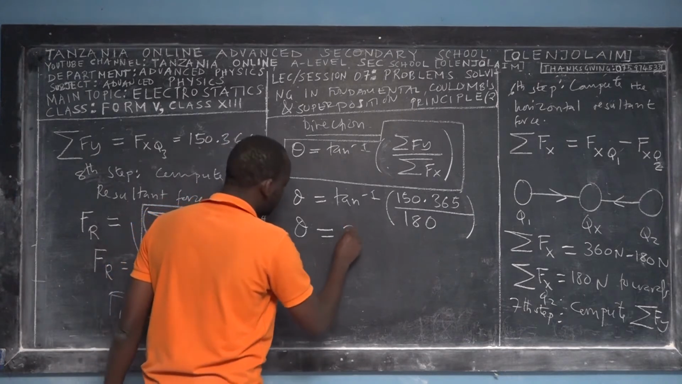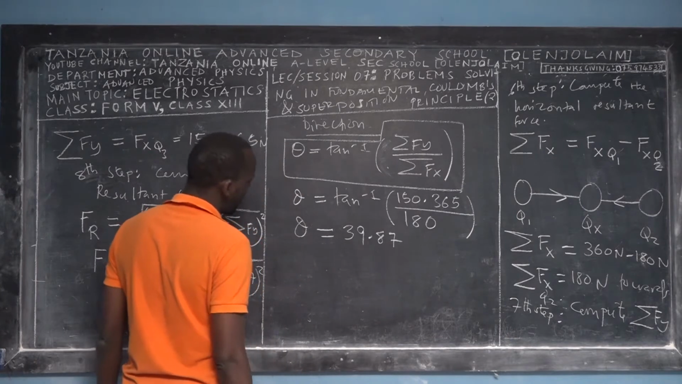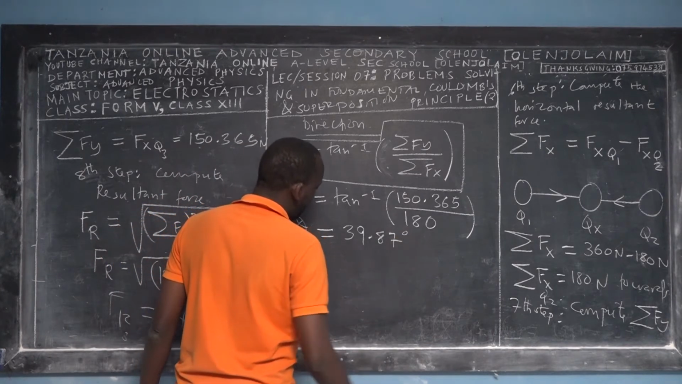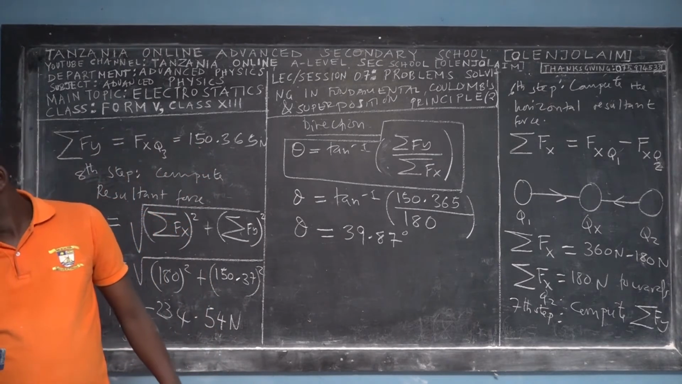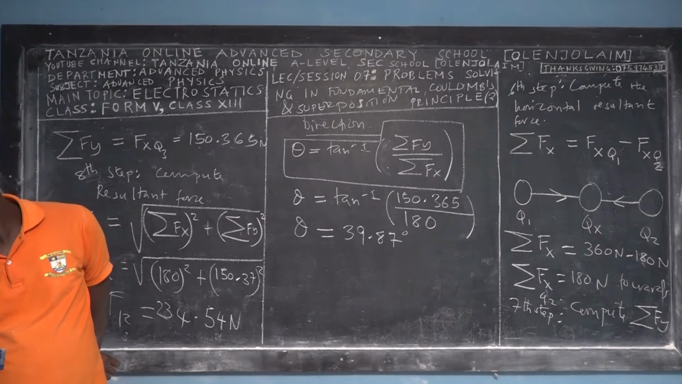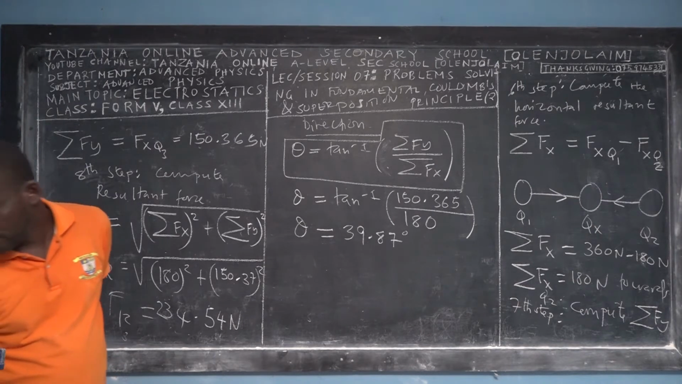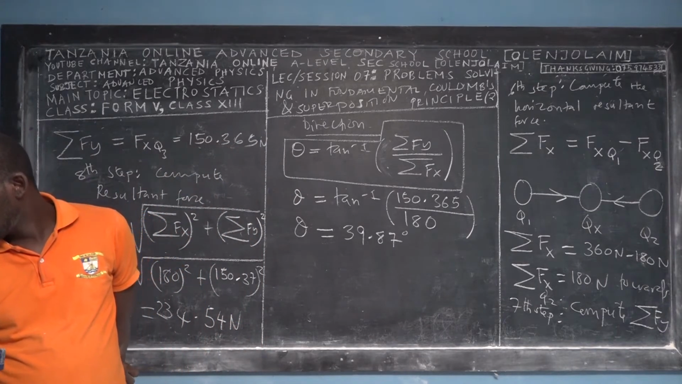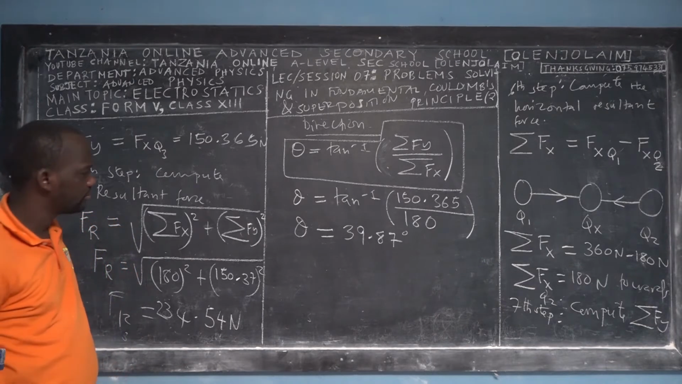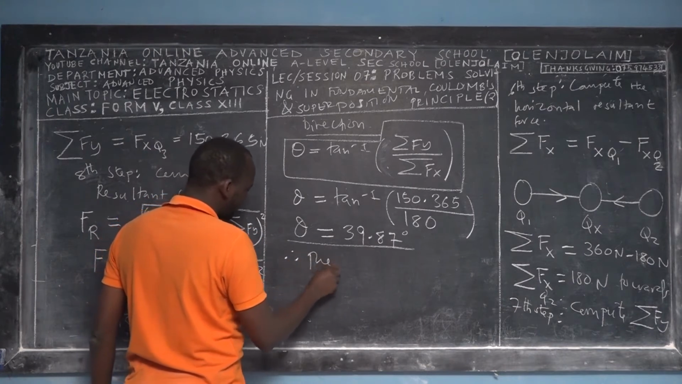9.87 at x and y. So this is the angle. Because this is the angle, the resultant force is this one. So because today we have an angle, we write our answer including the angle.